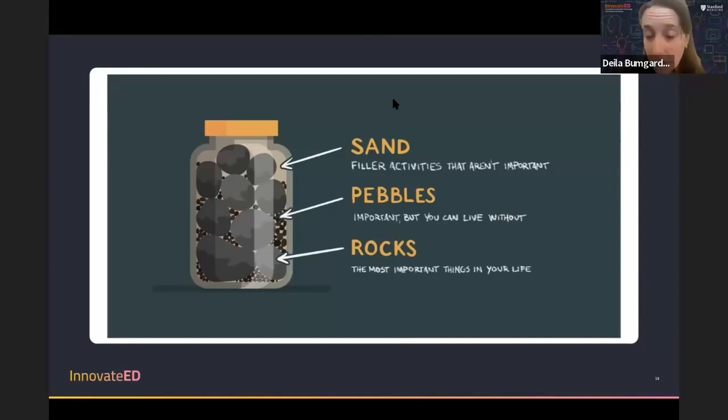The sand represents filler activities, things that are not really that important to your life. Think social media. The pebbles are things that are important, but you could live without. You don't necessarily need them, but they're important to you. They bring you joy. And the rocks are the most important things in your life, your family, your friends, your health, your stability, the things that facilitate those. So if you put all the sand in first, you're not going to be able to fit as many of the rocks or the pebbles if you fill up your time and your energy. Versus if you start with the rocks and put those in first, give those the most attention, then the sand and the pebbles will fill in the space in between and you'll have a fuller life.